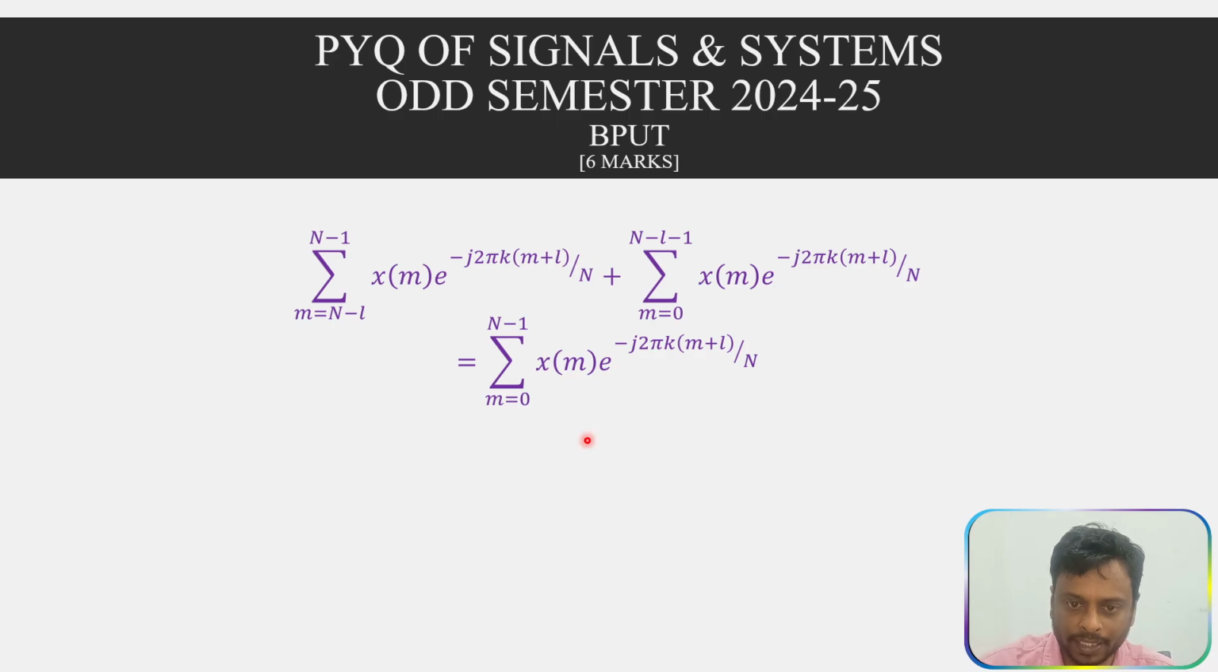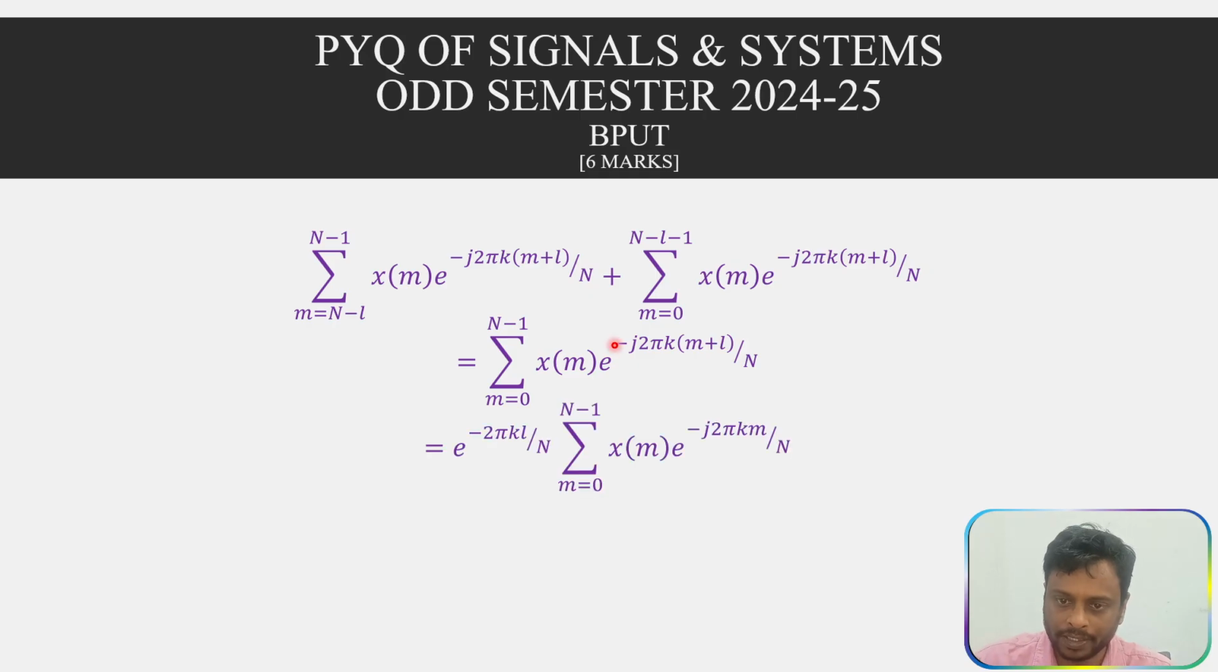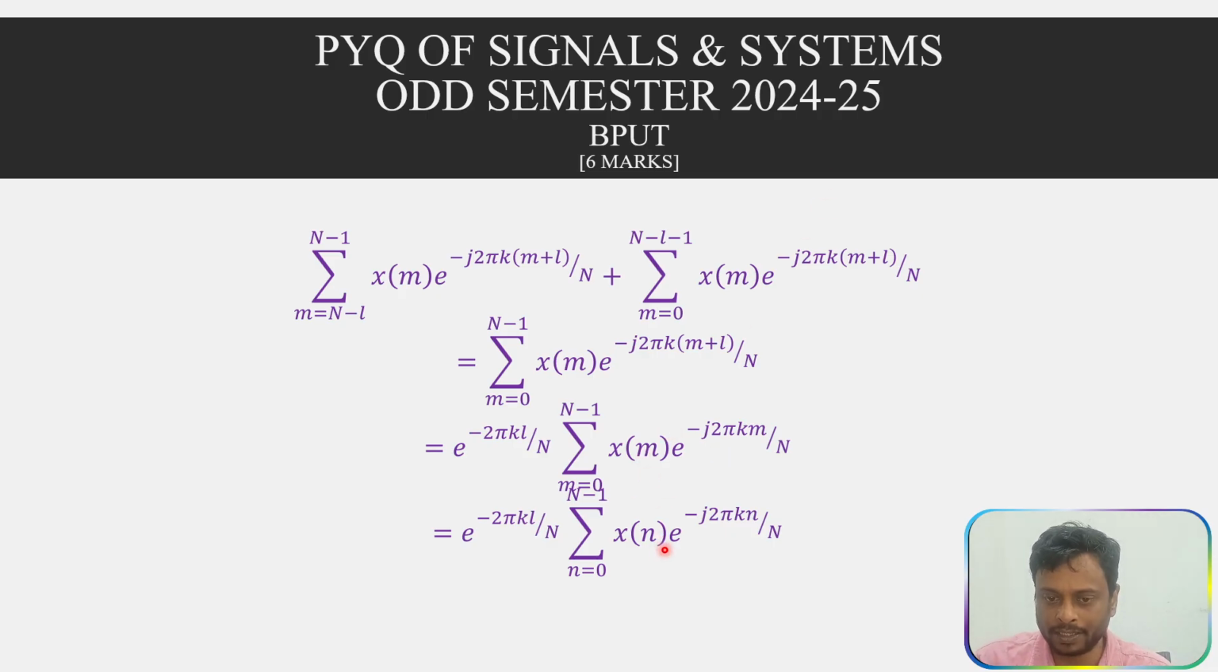Now we can change the limit also, because it is 0 to n minus 1. You can see this part is the same, so that is why we can change the limit. So it is 0 to n minus 1, and we can add this limit. This part and this part both are the same. Next, you can take outside e to the power minus j 2 pi kl divided by n. Now it will be the DFT, so in place of n you can write n over here. This is e to the power of minus j 2 pi kl divided by n into x of k. So this is the circular time shift property.